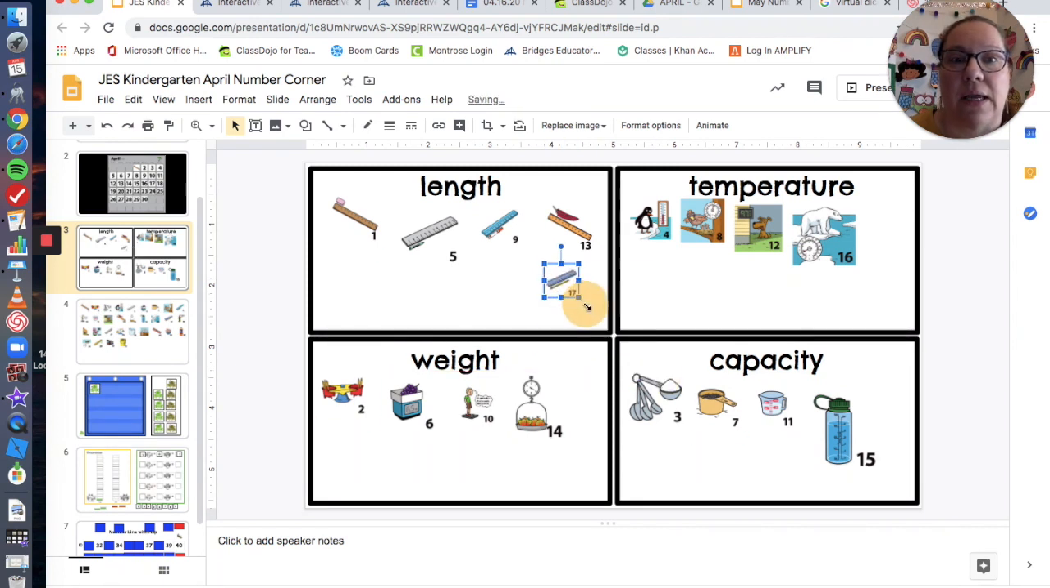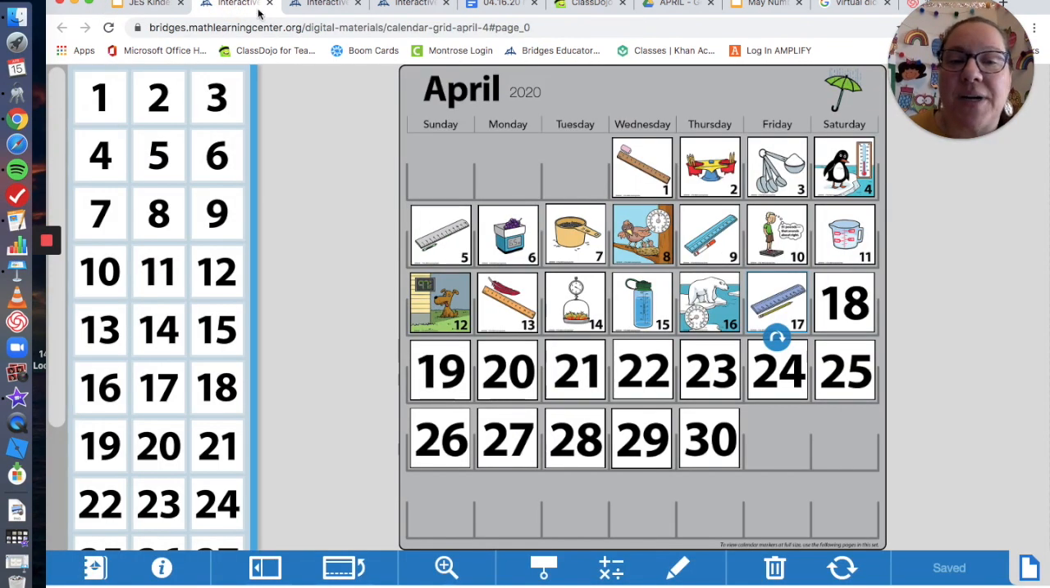Whoa, that one went really tiny, huh? And we're going to move it over here, and then we're going to go back to our calendar and see what Saturday, April 18th was. So let's take a guess. Let's look and see what our pattern is. We kind of do this every weekend.